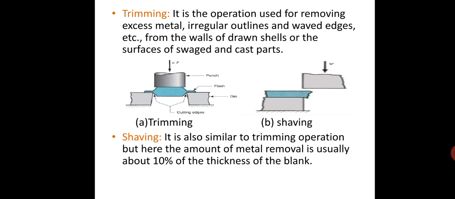And the next operation is the trimming operation. It is the operation used for removing the excess material, irregular outlines and waved edges from the walls of drawn shells or the surface of swaged and cast parts. The trimming diagram shows how it removes the excess material from the product.